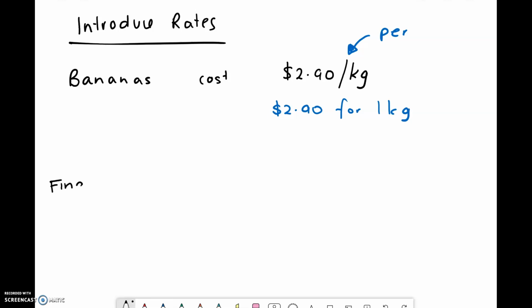A question says, find the cost of, let's say, 3 kilos. You're making a banana pie, or maybe banoffee pie. That's a bit nicer.